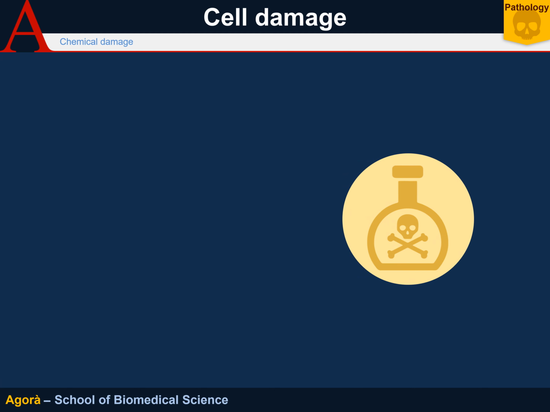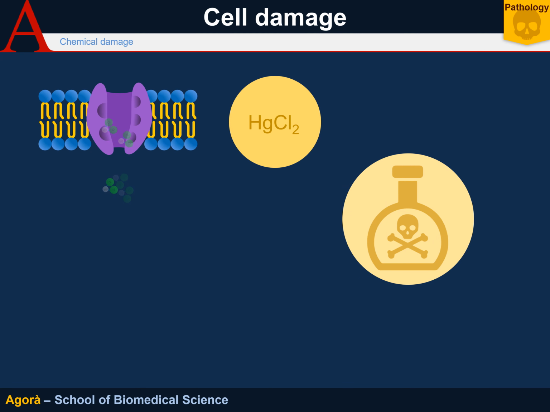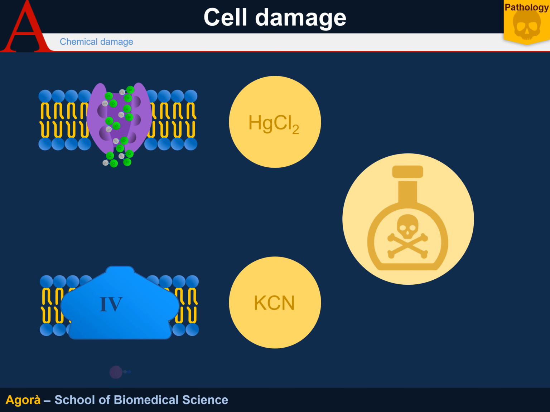Another example of direct chemical damage is that of mercury chloride that binds and forms adducts with the sodium-potassium pump, blocking its function and causing cell swelling. Potassium cyanide instead directly acts on mitochondria, where it binds and stops respiratory complex 4, creating a complex with a heme group. Cyanide damage also affects the hemoglobin ability to bind oxygen.